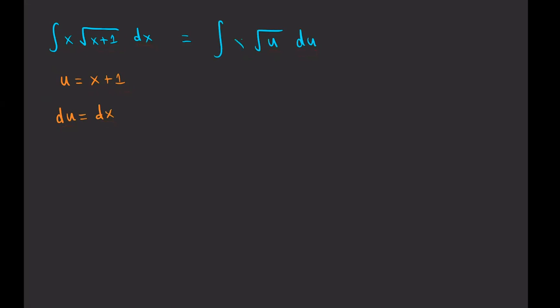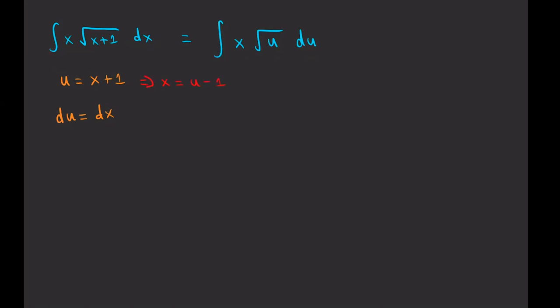But now my issue here is that I have x. And so we run into this problem: how do I get rid of that x? Here we have to get a little bit clever. This is where that thought process of thinking of u as a function of x is helpful. If u is a function of x, I could solve it for x. If I subtract 1 from both sides, I end up with x equals u minus 1.